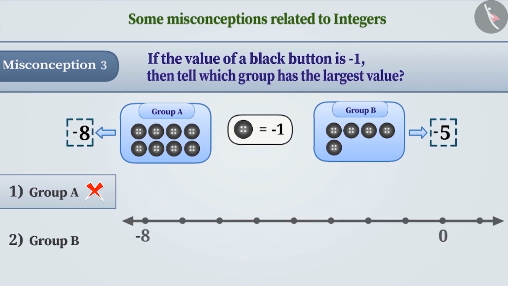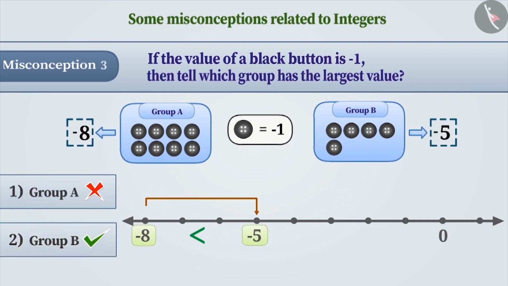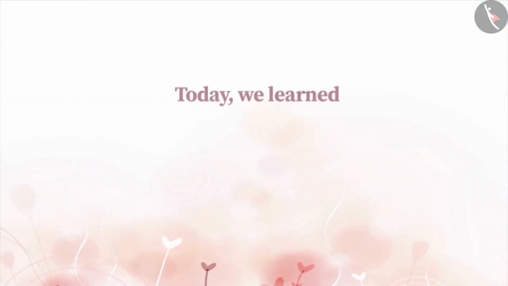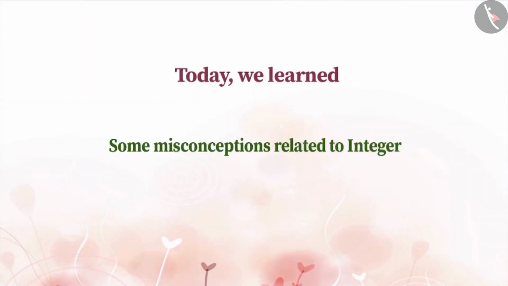-8 will be expressed at a distance of 8 steps to the left of 0 on the number line. And similarly, -5 will be expressed at a distance of 5 steps to the left of 0 on the number line. As you can see, -5 is to the right of -8. As the value of the numbers on the right on the number line increases, so -5 is greater than -8. That is, the value of group B is greater than the value of group A. Hence, the correct answer to the given question is option 2. Today, we have seen some misconceptions related to integers.